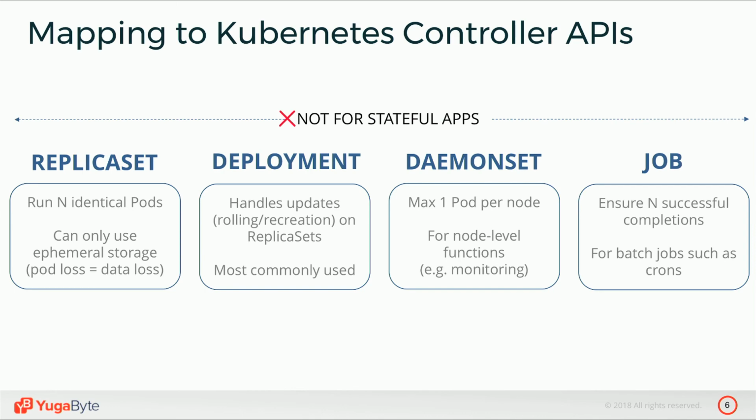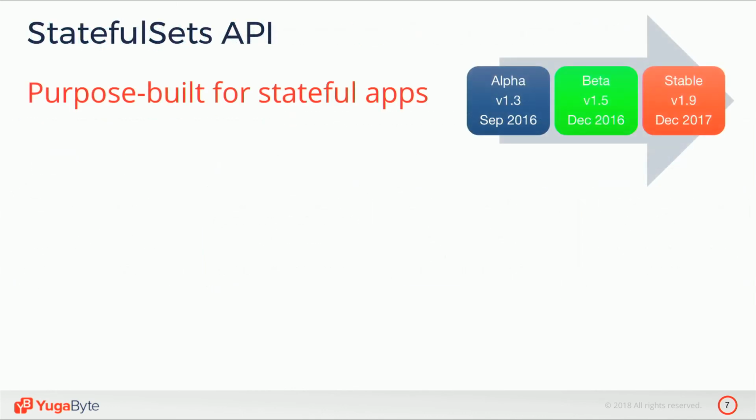So if these are not the constructs, what is, right? And that's where the StatefulSets API was introduced into Kubernetes. If you look at the development of StatefulSets, quite a bit of thought has gone into building this. It's taken 1.5 years to get into a stable state from the time it was started, and it has a lot of useful and powerful constructs. So let's dive right in.